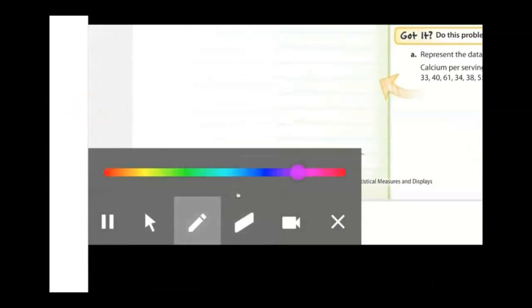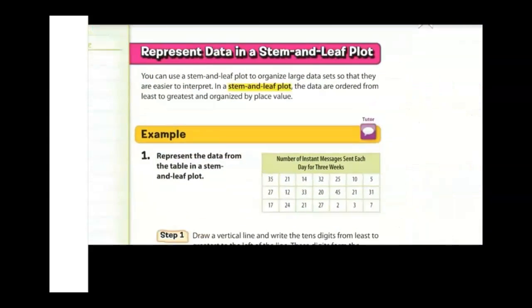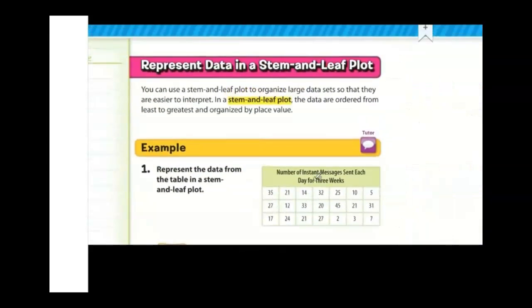Okay, continuing our journey through data analysis, something else we need to know about is called stem and leaf plots. Okay, so we're going to choose pink today. Okay, here's a table of data. This table of data is the number of instant messages sent each day for 3 weeks. So text messages with our friends. And we can see there's lots of different numbers here. Some are very small, like 2. Some are quite a bit larger, like 45. A lot of drama going on that day.